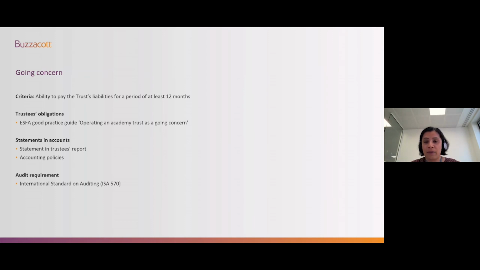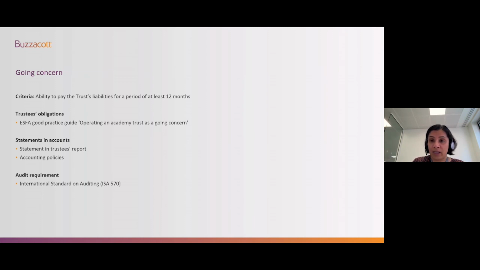So a couple of other things to consider as part of the audit preparation. One of them is going concern. Going concern is really an assessment of the ability of the Academy Trust to pay its liabilities for at least 12 months. 12 months is a relatively short period of time. I appreciate Academy Trusts will have a longer frame, they'll budget for a number of years, etc. But for the purpose of the audit, we are focusing particularly on that 12-month window from the date of sign off. So for most Academy Trusts, if we sign off in December this year, we're looking to get something from you that relates to the next 12 months, to the following December.